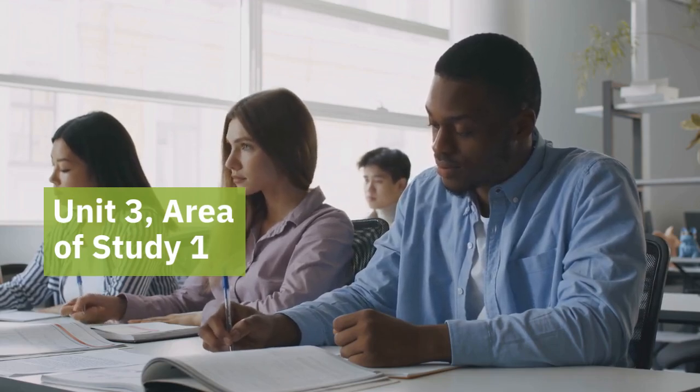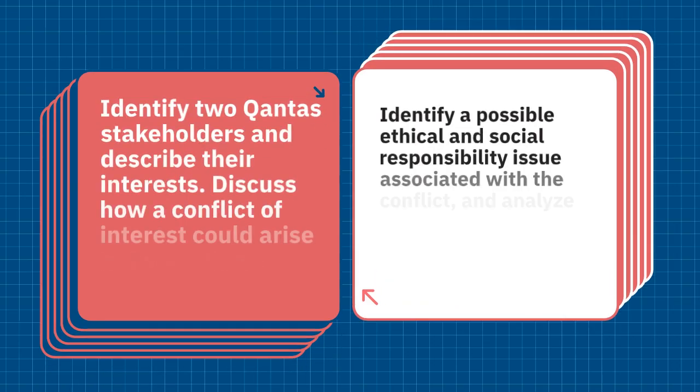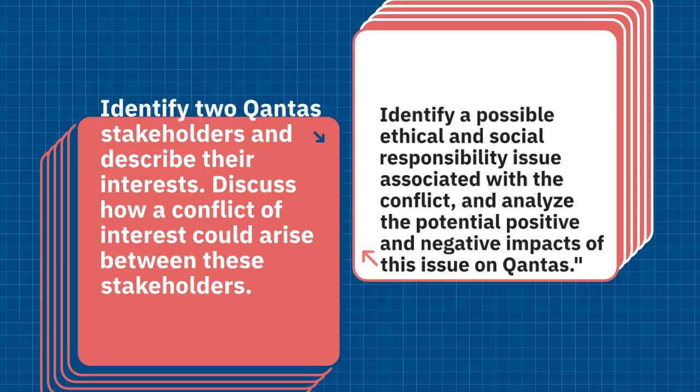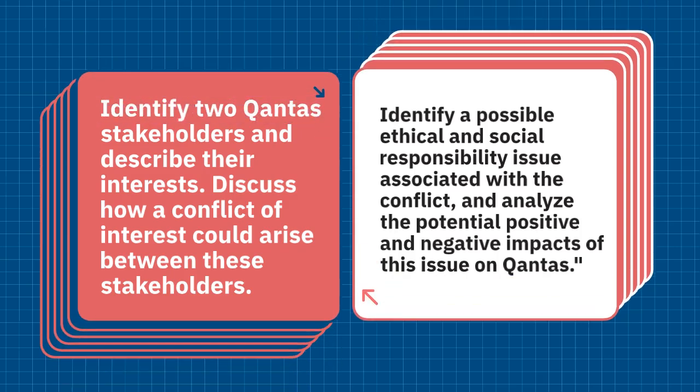Example question. Identify 2 Qantas stakeholders and describe their interests. Discuss how a conflict of interest could arise between these stakeholders. Identify a possible ethical and social responsibility issue associated with the conflict, and analyze the potential positive and negative impacts of this issue on Qantas.